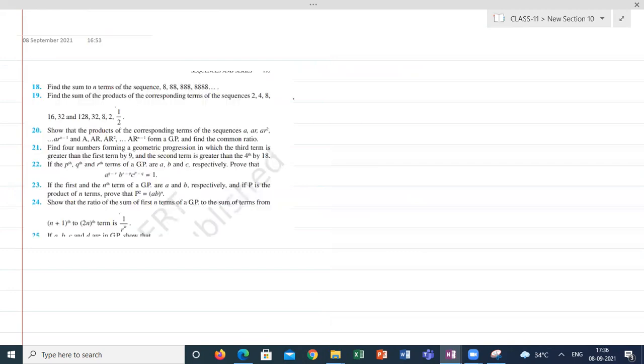Next one, 21st one. Find the numbers forming a geometric progression in which the third term is greater than the first term by 9. What is the given relation, guys? Anyone can read out and let me know the mathematical expression of the given relation. There is a GP, the first term is A and common ratio is R. They gave that the third term is greater than the first term by 9. What is its meaning? A1 plus 9 can be written as A3. Will you agree, guys? Yes, sir.